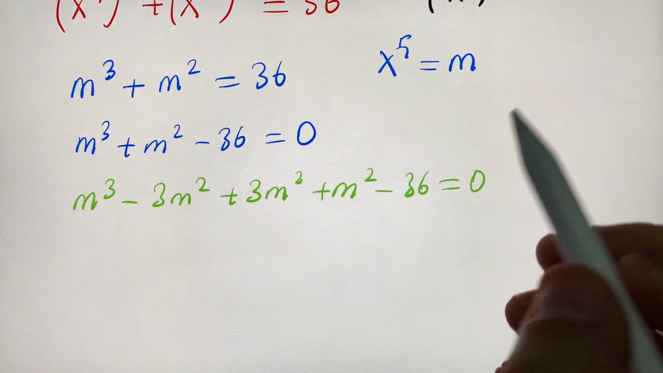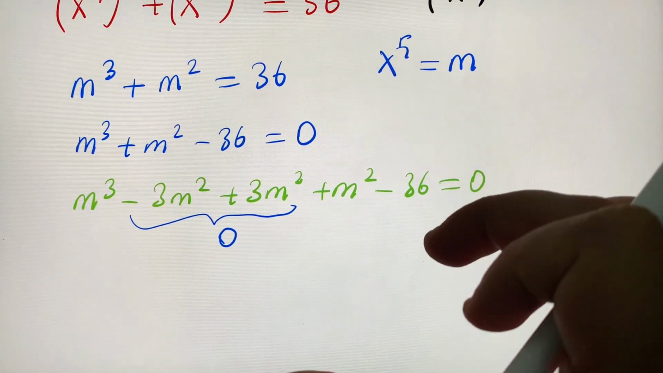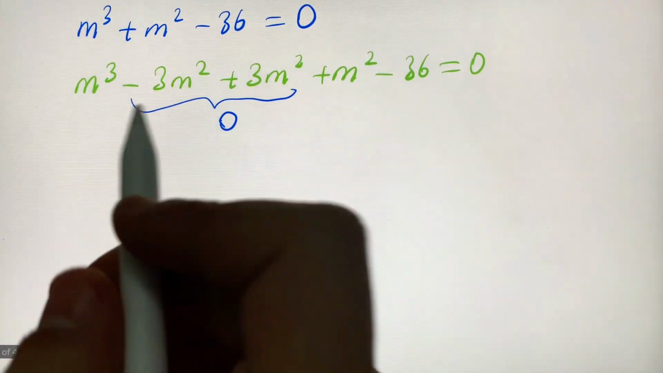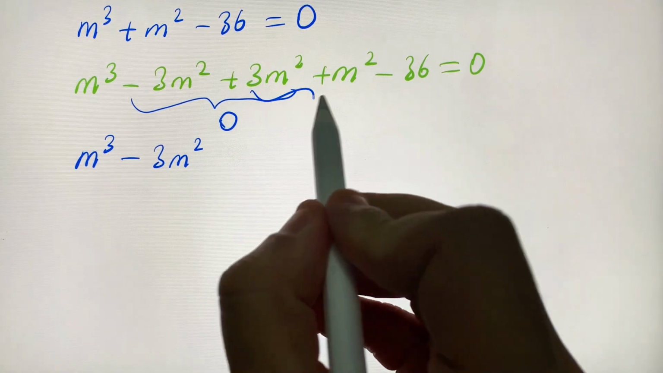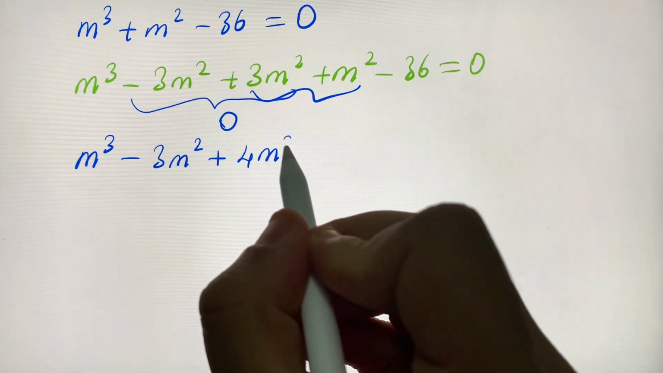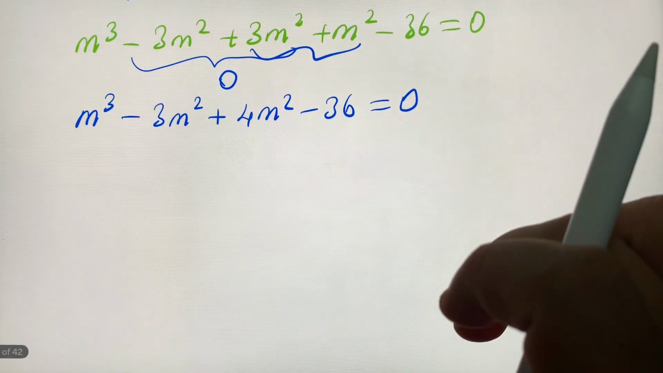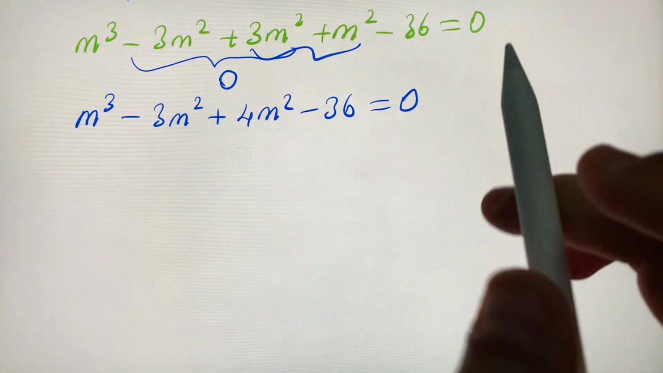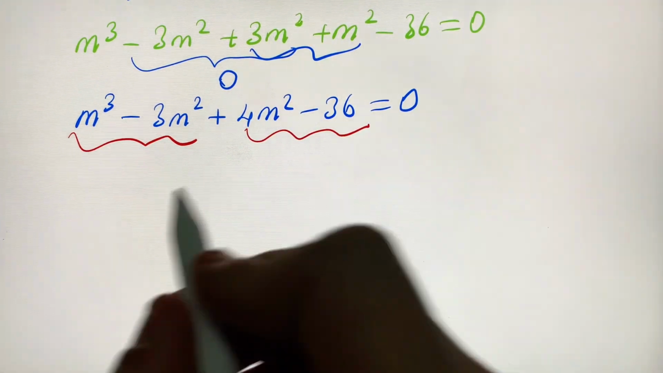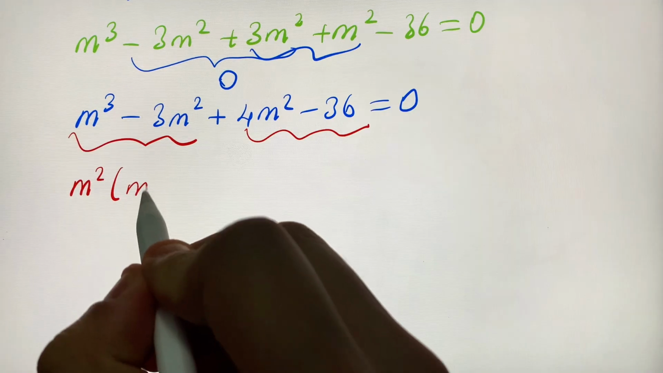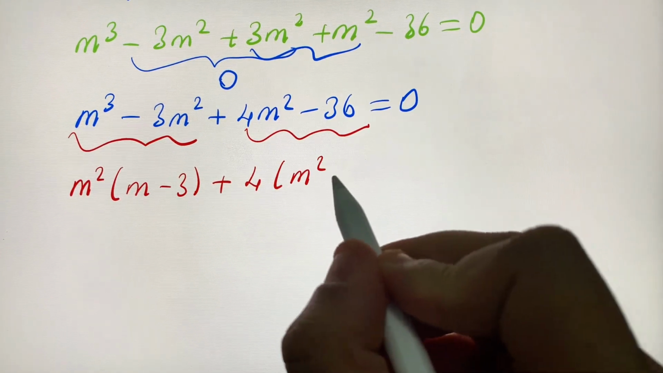Now if you pay attention, look, the sum of these two expressions is 0, so in my equation nothing will change. Let's continue: m cubed plus 3m squared. I'm collecting these two terms: plus 4m squared minus 36 is equal to 0. What can I do after that? We can take m squared in brackets: m squared times (m plus 4), minus 9 is equal to 0.